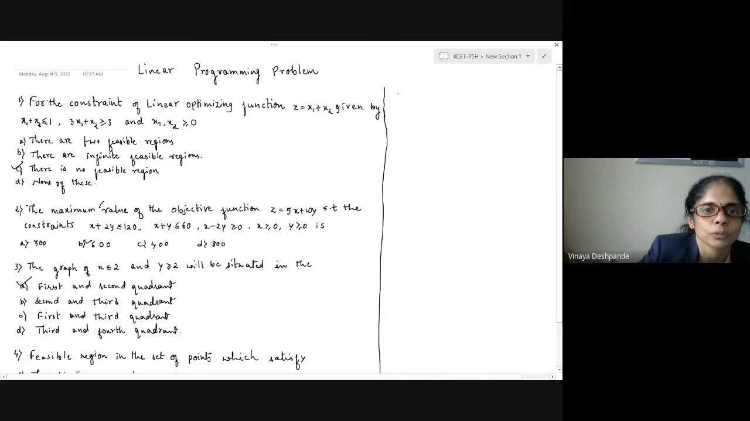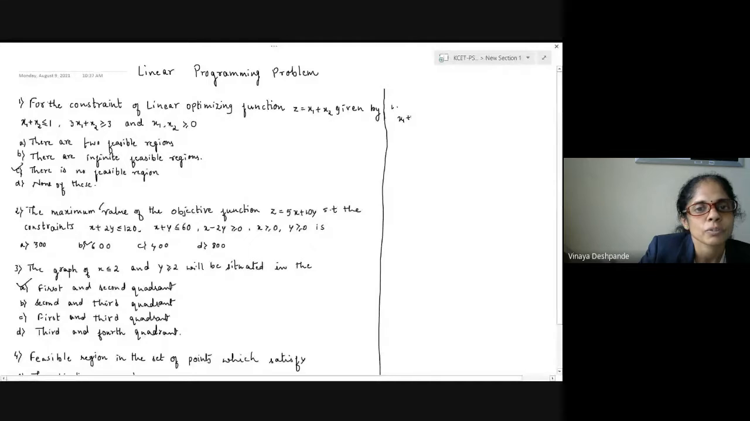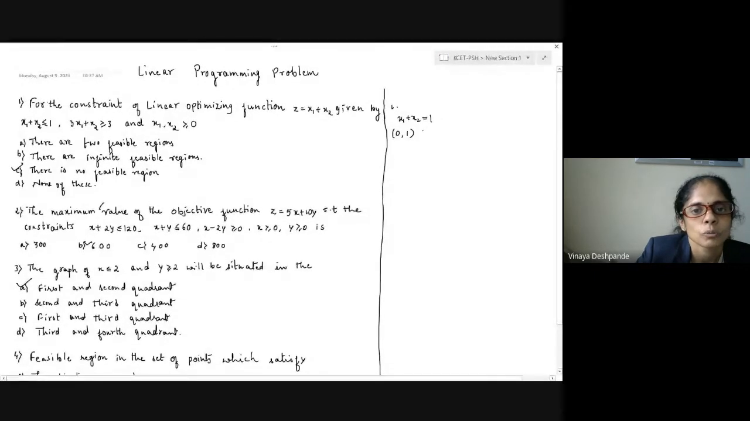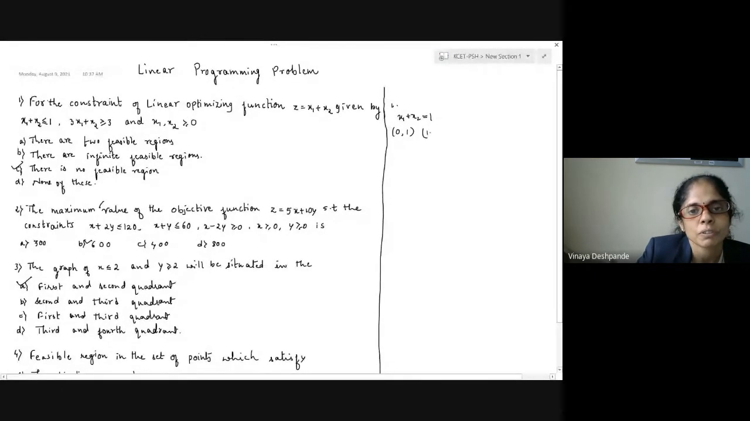So let us work out now. For this we need to plot the graph. So find the points first. Now the first constraint is x1 plus x2 less than or equal to 1. Treat inequalities as equality, so x1 plus x2 equal to 1. Now let us find the points. Put x1 0, x2 is 1. Now put x2 0, x1 is 1.